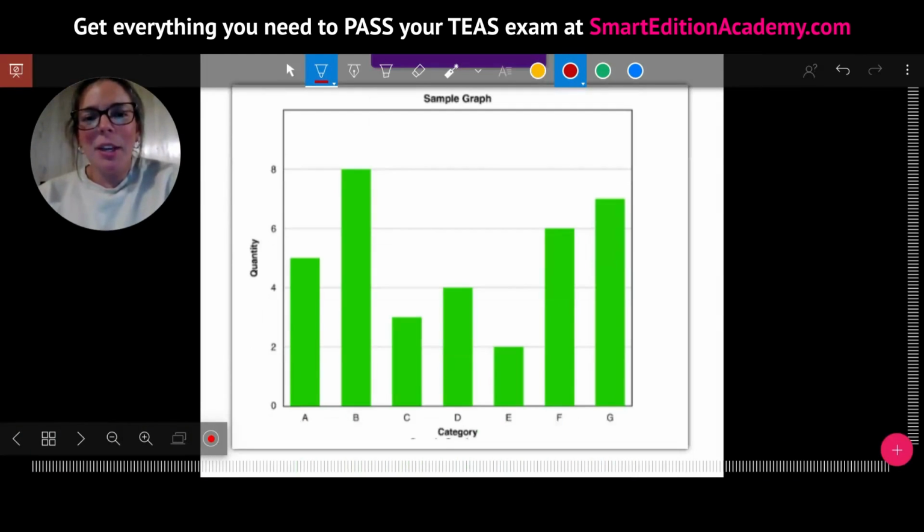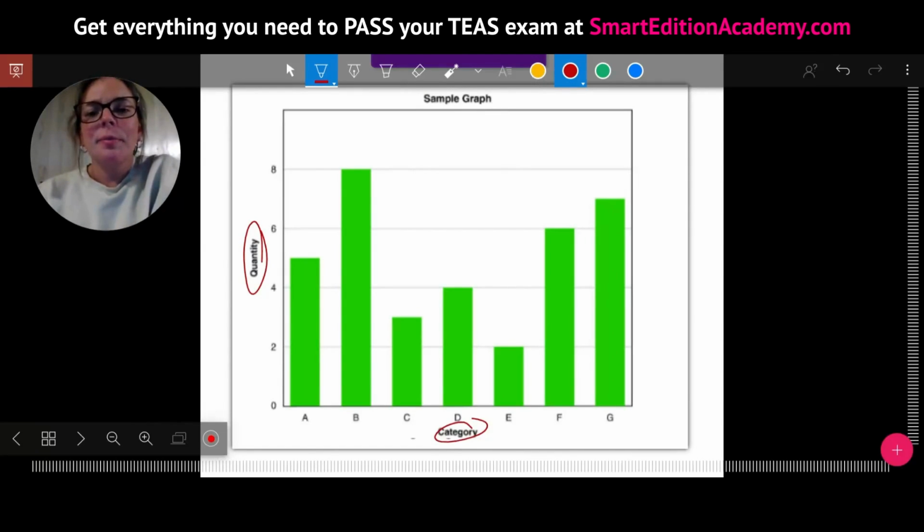Okay, bar graphs, another great type of graph to be familiar with. So again, we would have a label at the top. Okay, so this is essentially, what is this graph telling you? What is this about? So that's the title, and then we have the labels here. In this case, this is quantity and category.